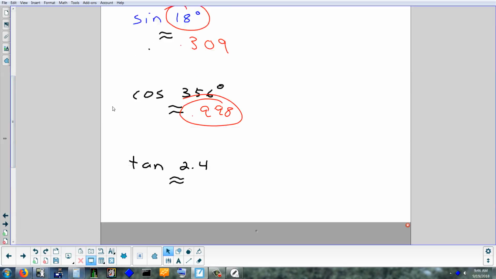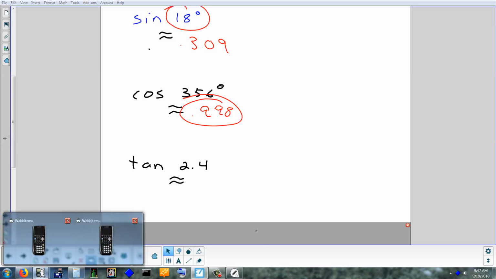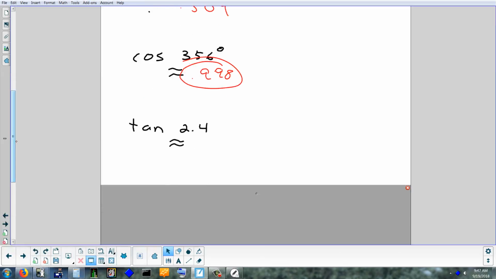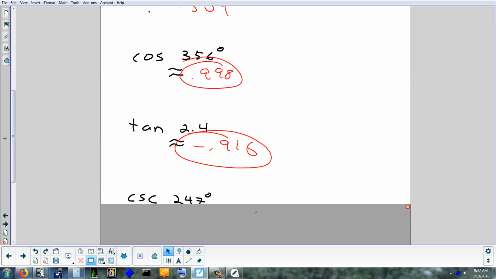Tangent 2.4. Now, as Justin said, you got an option here. That's in radians. If your calculator didn't do radians, you could change it to degrees by hand. You learn how to do that, and then do it. But my calculator does radians, and all the ones that I give you do radians. So change it to radians, and then just type it in. Tangent 2.4. Did anyone get negative 0.916? Yep. If you got that, you're doing it right. Okay. Any questions on how to do sine, cosine, and tangent?